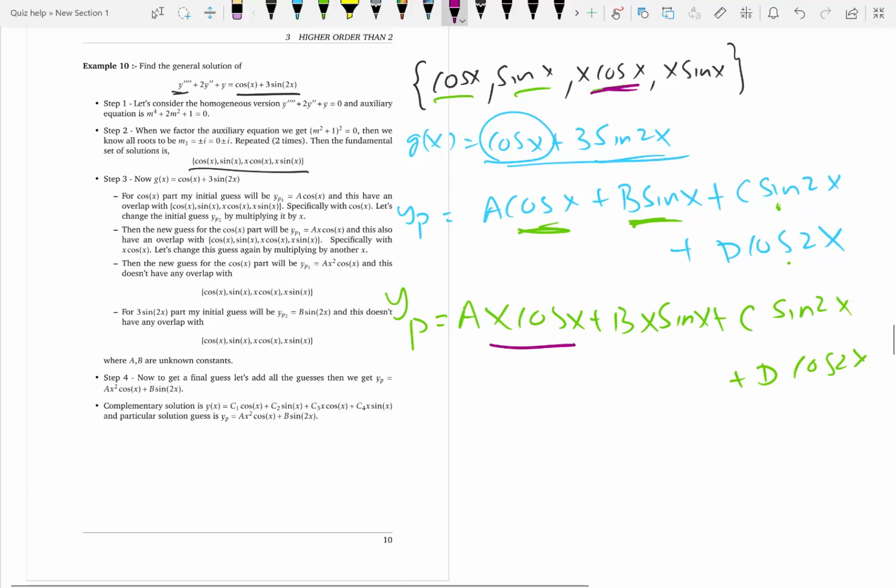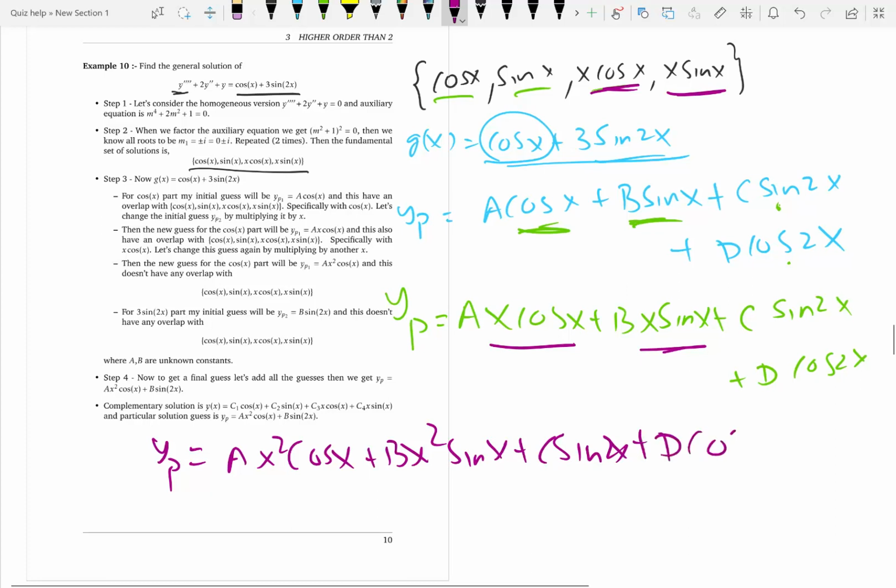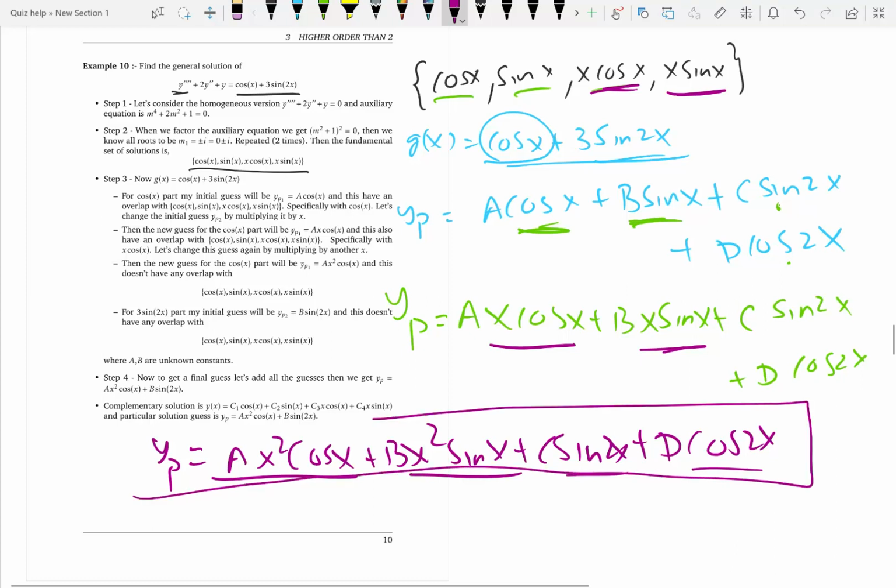Now again check for overlap. x cosine x, yes, we have an overlap, x cosine x and x sine x overlap. So we have two offended parties again. Now what do we do? We multiply them by another x. So Ax squared cosine x plus Bx squared sine x plus C sine 2x plus D cosine 2x. Now again check for overlap. x squared cosine x, no, x squared sine x, no, sine 2x was not there, cosine 2x was not there. So this is the final guess for the particular solution, because we do not have an overlap here with the fundamental set of solutions. Okay then, thank you very much.